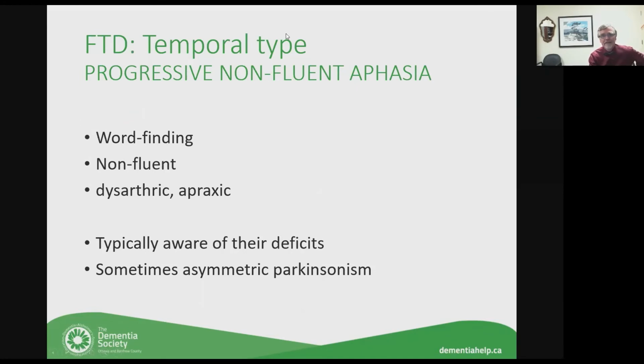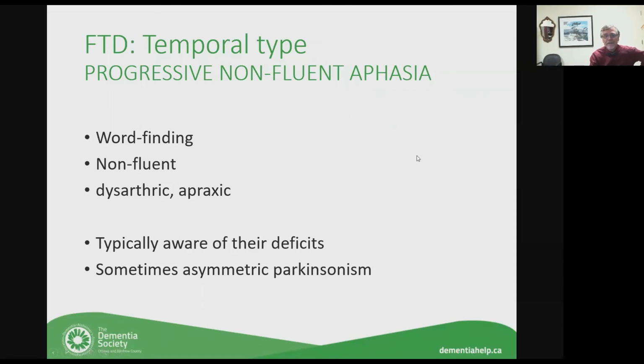So in the temporal type, we have the progressive non-fluent aphasia, and I do have quite a few patients with this progressive word finding difficulties. Because they can't find the word, they get stuck. So they'll be in the middle of a sentence, and then they can't find the next word. So that the fluency is broken. Sometimes they have difficulty pronouncing words as well.